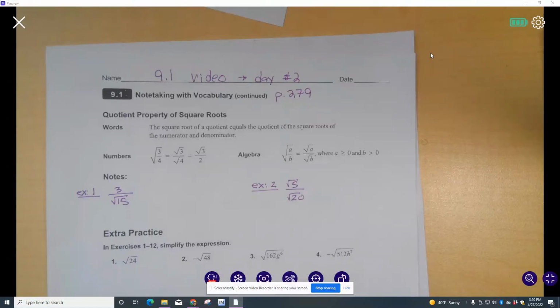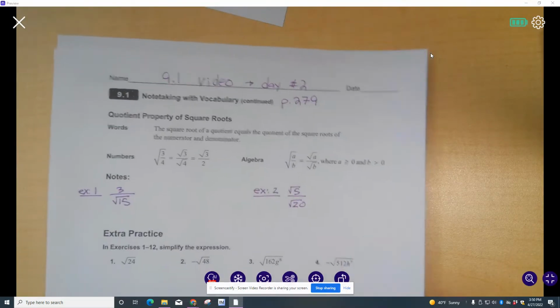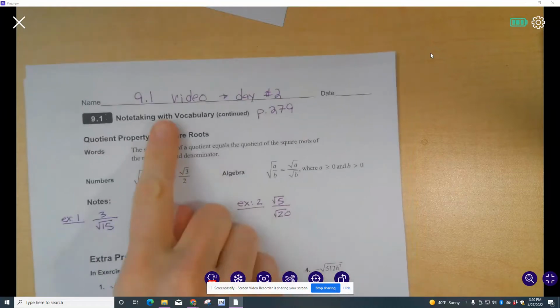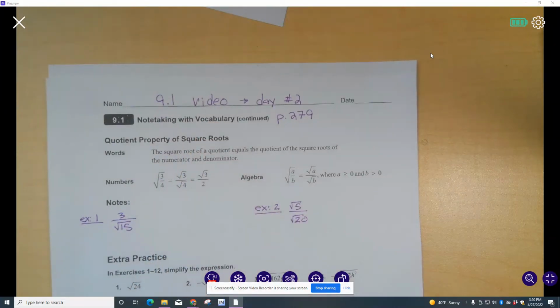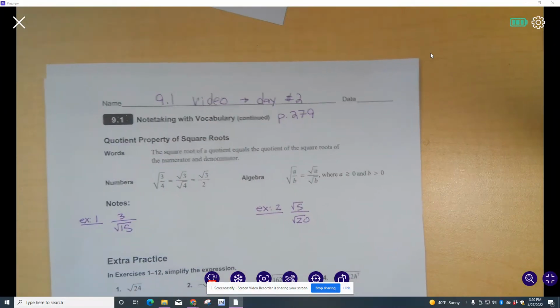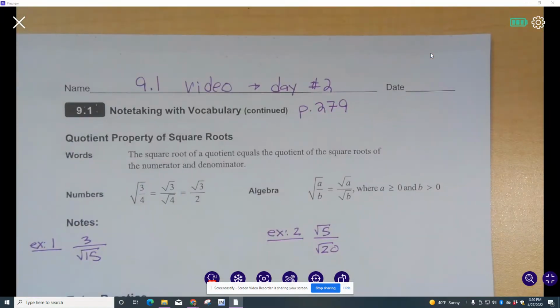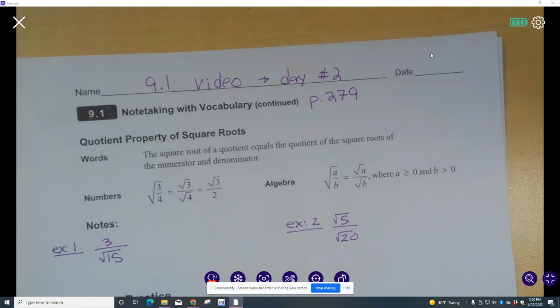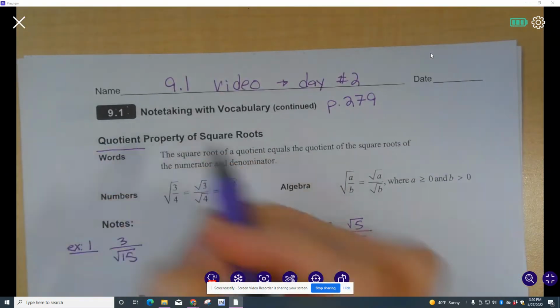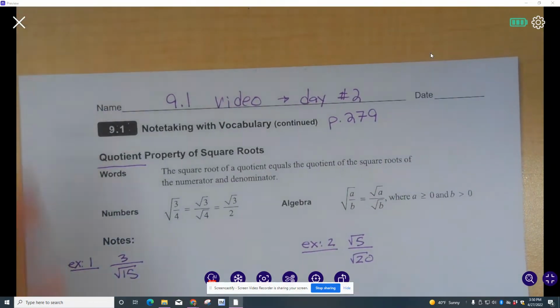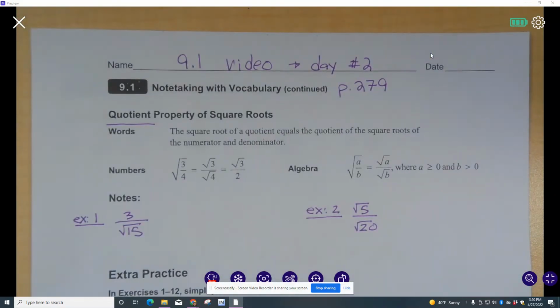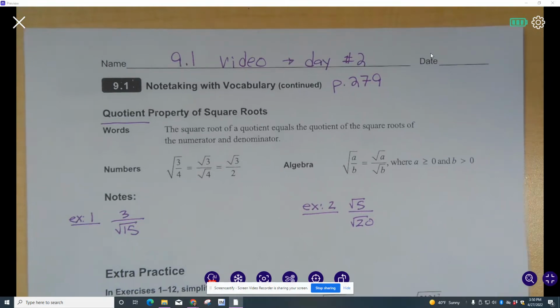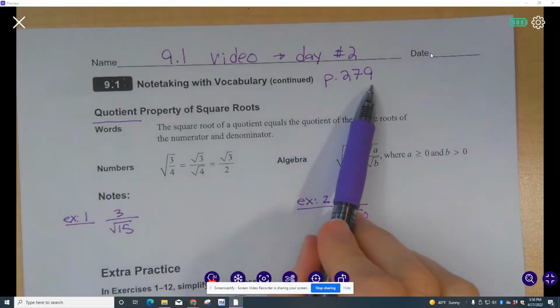Hi, Algebra 1 students. This is a video for lesson 9-1, the second day. So the first day we did jailbreak or simplifying radicals, and we're continuing that, but today we are looking at quotients. So what I want you to make sure you're doing as you watch this video is pause the video if you need to take notes in your student journal on page 279.